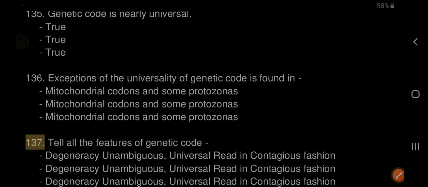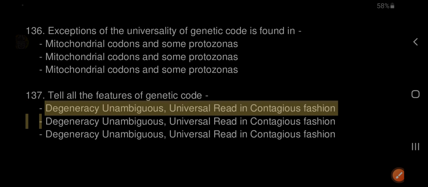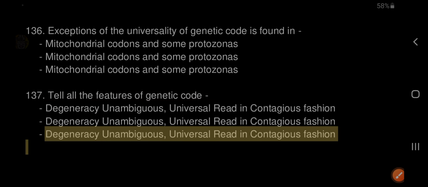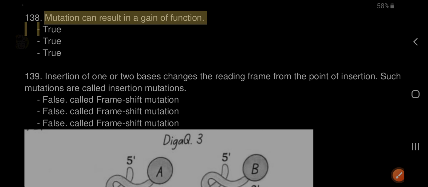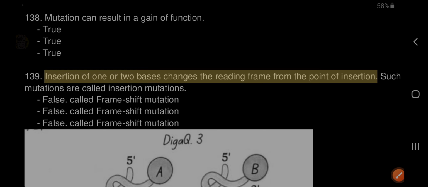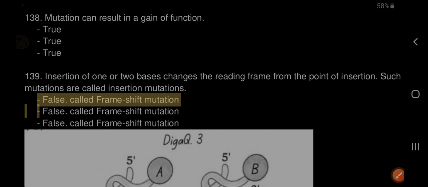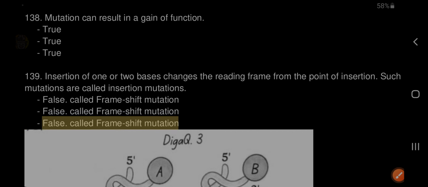137. Tell all the features of genetic code. Degeneracy, unambiguous, universal, read in a contiguous fashion. 138. Mutation can result in a gain of function. True. 139. Insertion of one or two bases changes the reading frame from the point of insertion. Such mutations are called insertion mutations. False, called frameshift mutation.